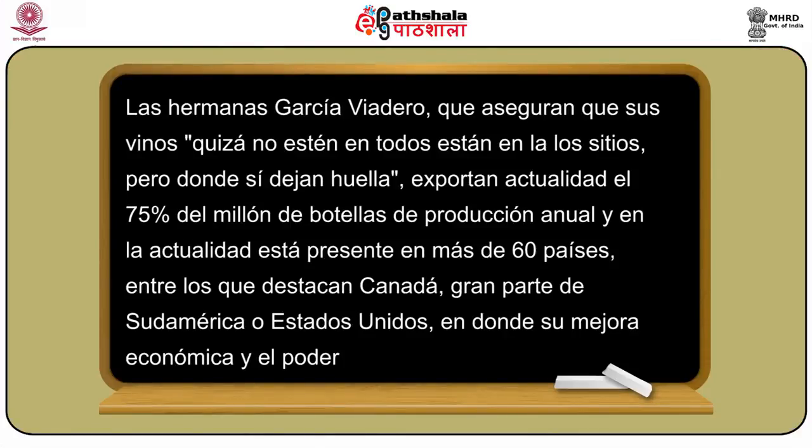Las hermanas García Viadero, que aseguran que sus vinos quizás no estén en todos los sitios pero donde sí están dejan huella, exportan en la actualidad el 75% del millón de botellas de producción anual, y están presentes en más de 60 países, entre los que destacan Canadá, gran parte de Sudamérica o Estados Unidos, en donde su mejor economía y el poder creciente de su moneda han permitido un repunte de las ventas de Valduero.